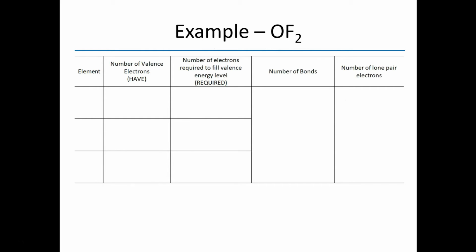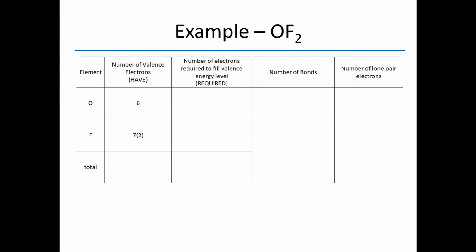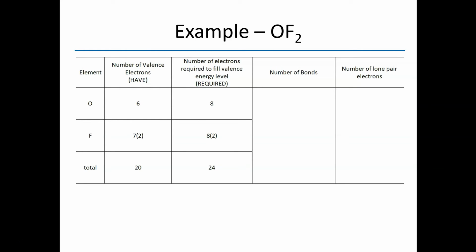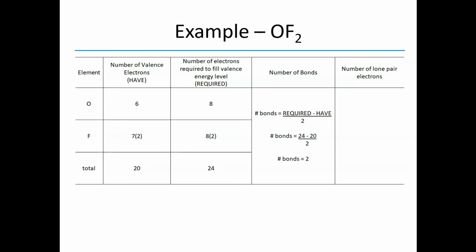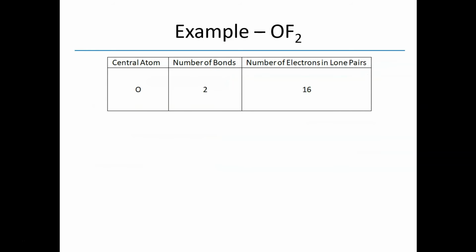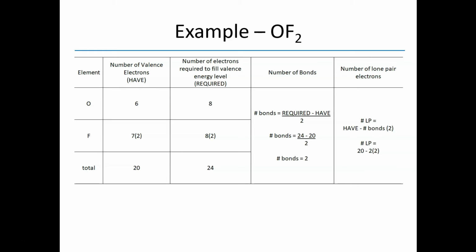So for example, if we look at OF2, we're going to look at our elements. We have oxygen and fluorine, and we look at the number of valence electrons. Remember, it can be gotten from the group. We'll add those up. Now we know both elements present require 8 electrons to fill their valence, so we get our total electrons required. We can get our number of bonds, which is our required minus our available, divided by 2, and we can get our number of lone pair electrons. So now we know that we have 2 bonds and 16 lone pair electrons.